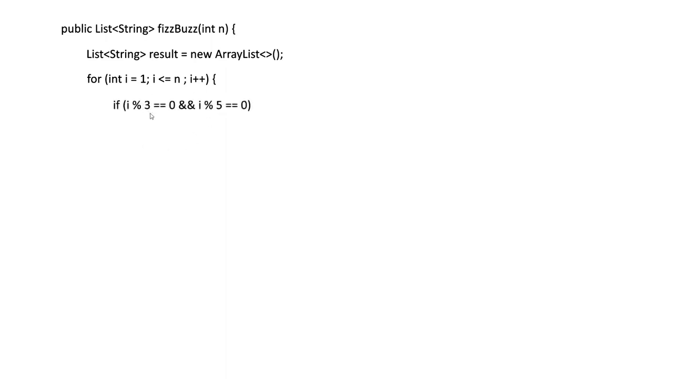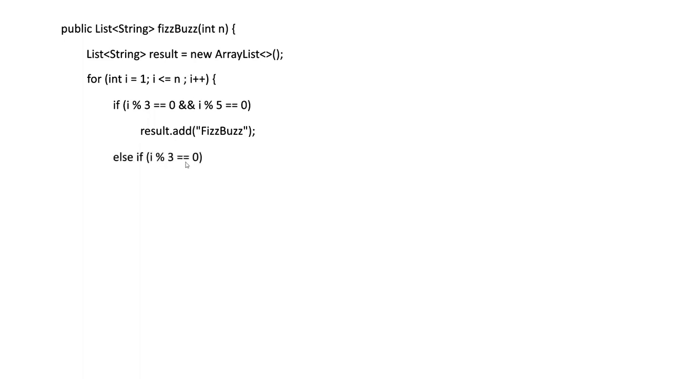So if the number mod 3, meaning the number is divisible by 3 and leaves a remainder of 0, and the number mod 5 equals 0. So like 15 mod 3 is equal to 0. There's no remainder for 15 when you divide it by 3. Same thing with 5. If you divide 15 with a mod 5, there's no remainder. So then we're going to add FizzBuzz to the array list.